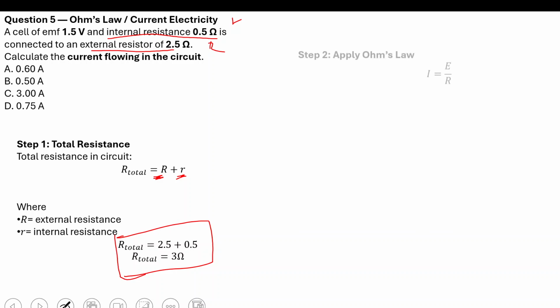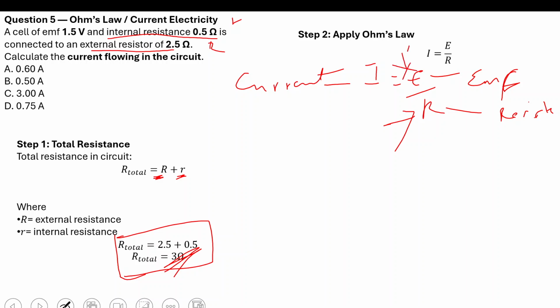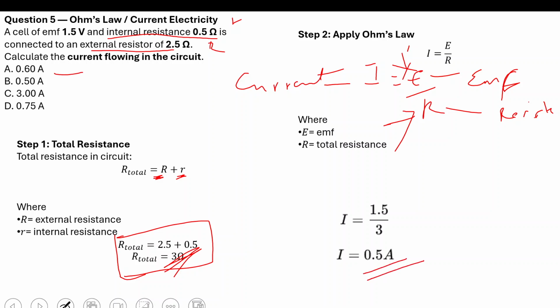Now the next thing we do is apply Ohm's law, where we have I is equal to E over R, where I is current, E is EMF, that's electromotive force or voltage, and R is the resistance. So just plug in. We've already gotten the resistance as 3 ohms, so 3 ohms will come in here, and 1.5 volts will come in here. 1.5 divided by 3 will give us 0.5 amp.